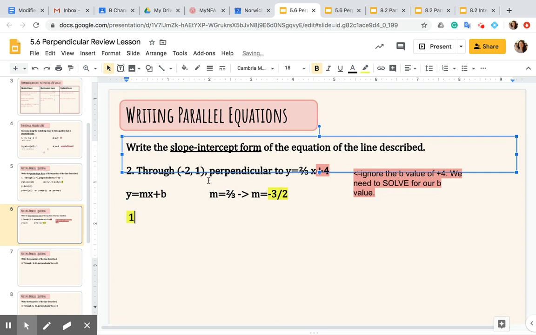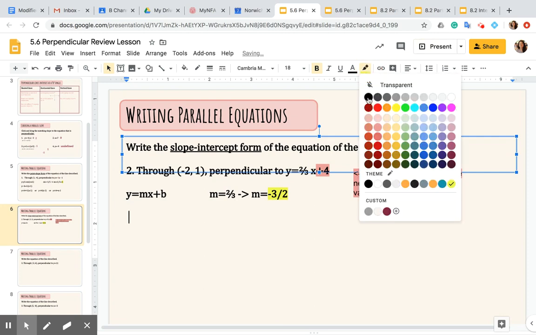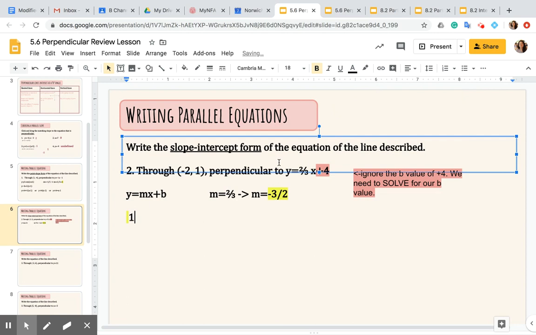Instead of y equals, I'm going to say 1 equals. Instead of m times x, it's going to be -3/2 times, so notice how I'm using parentheses to demonstrate that I'm multiplying here. It's going to be times -2, and then plus b. So notice how I didn't use that +4 at all? Ignore this +4. You don't use this in your work. We're solving for a brand new b value by using this ordered pair and this slope.